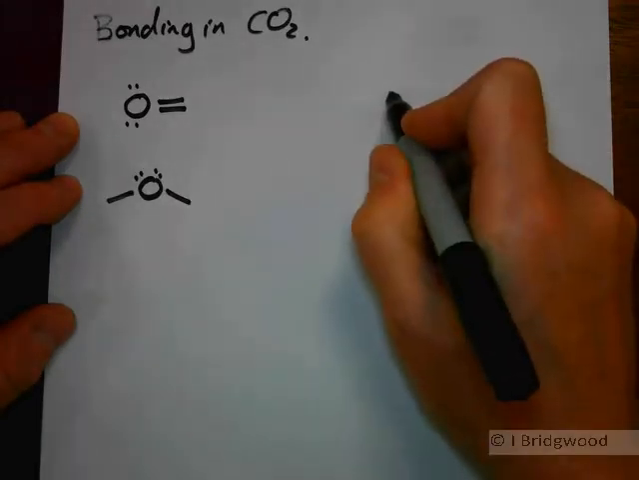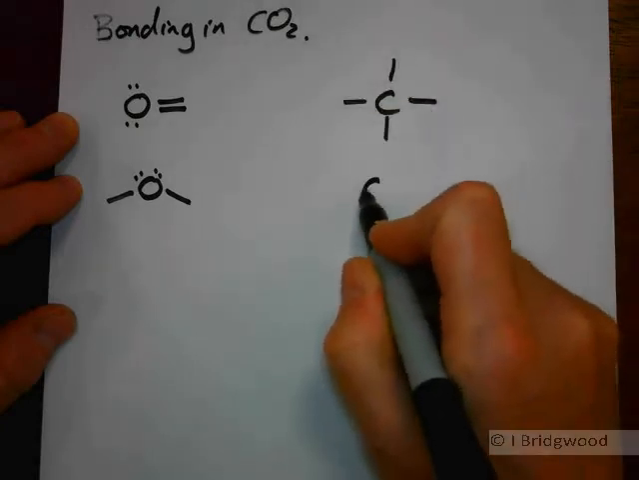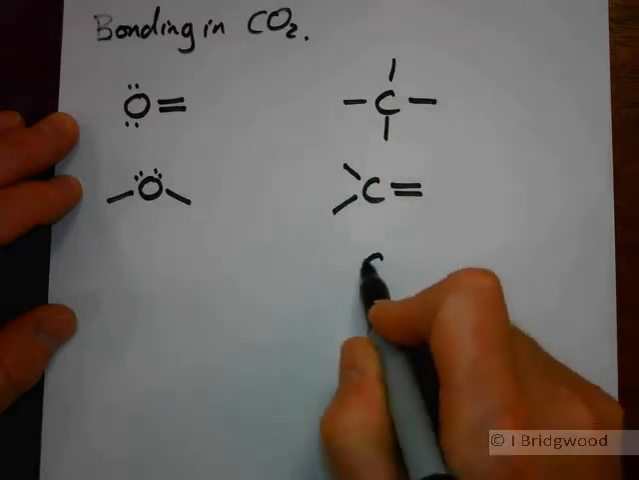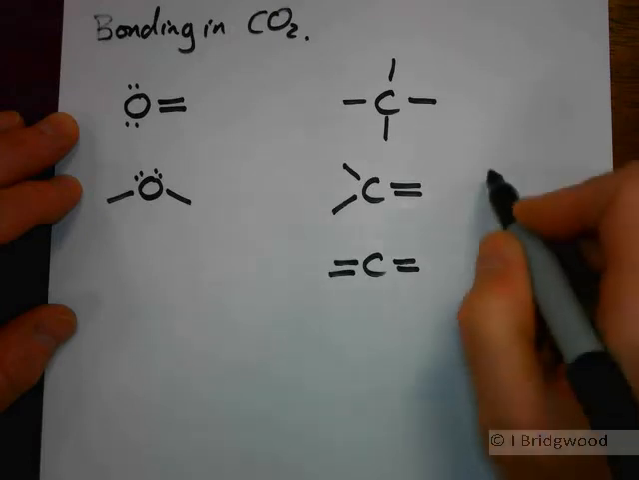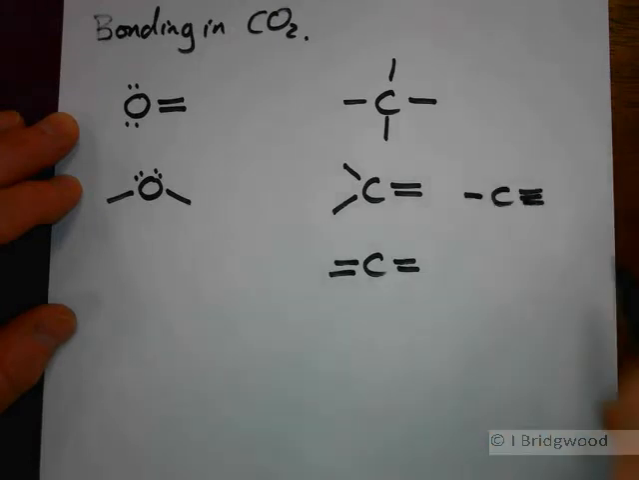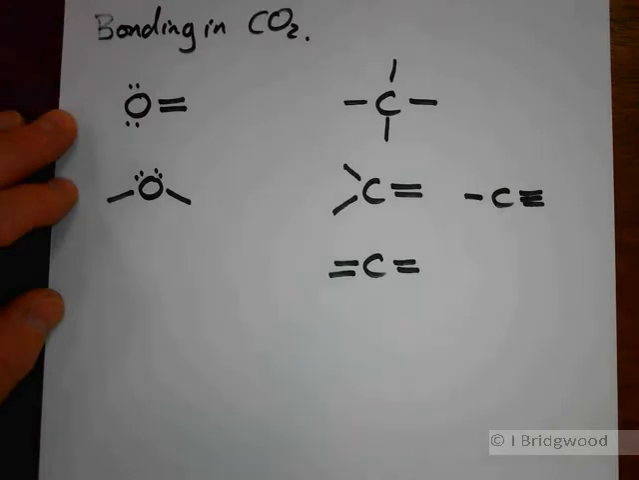Carbon can have 4 single covalent bonds, 2 singles, 1 double, 2 doubles, or a triple and a single. So those are the possible combinations that we can have in terms of the bonding that we have. So let's just consider what we've got here.